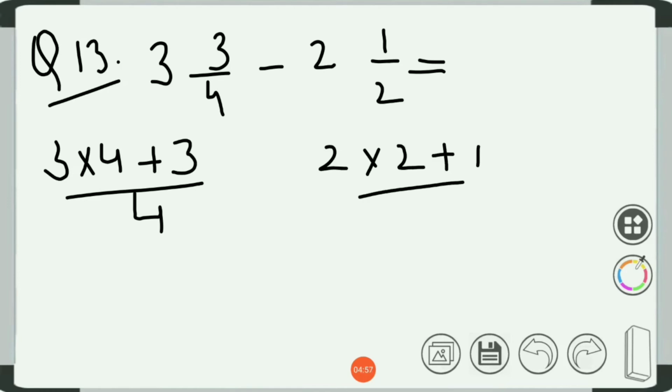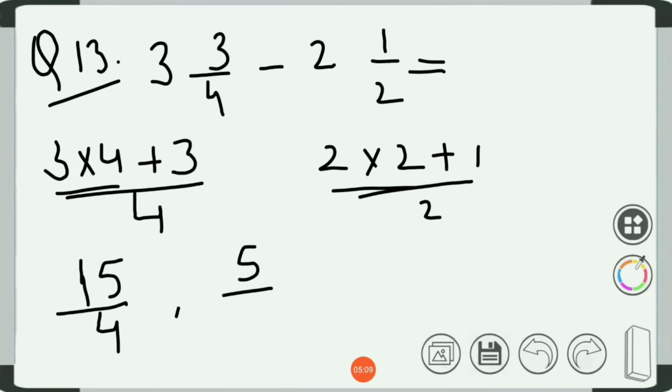plus 1 upon 2. Now we got 4 3's are 12, 12 plus 3, 15. 15 upon 4. Second one is 2 2's are 4. 4 plus 1, 5. 5 upon 2. Now we get two fractions, 15 upon 4 and 5 upon 2.